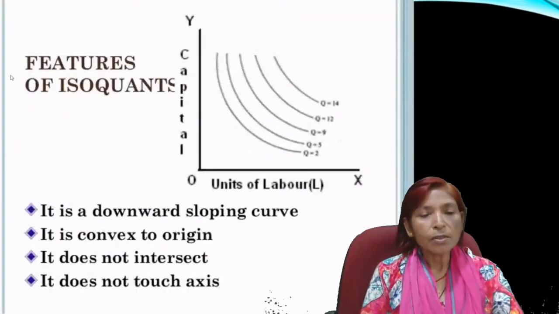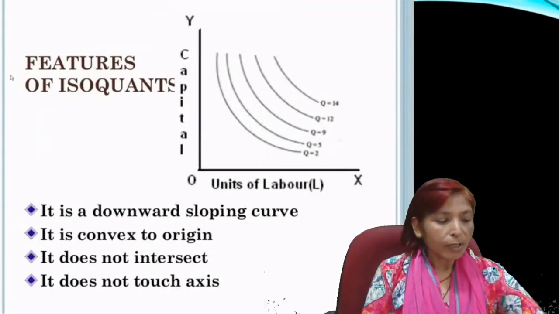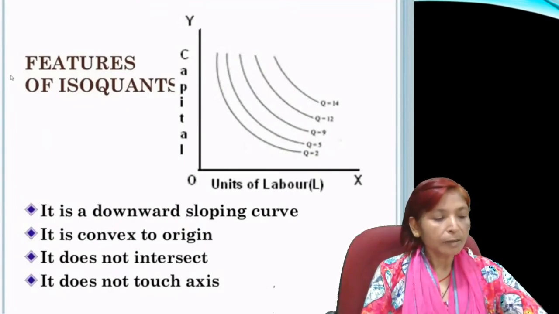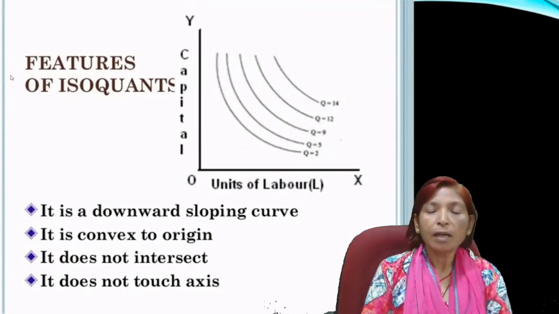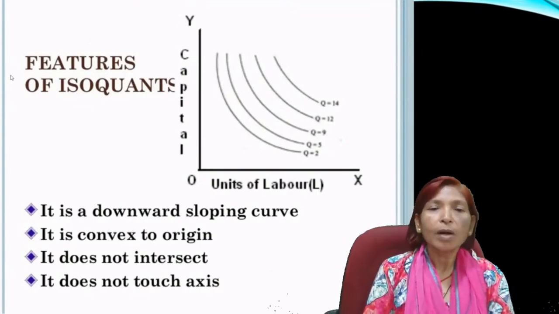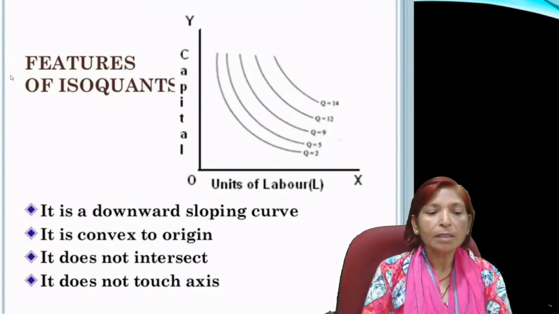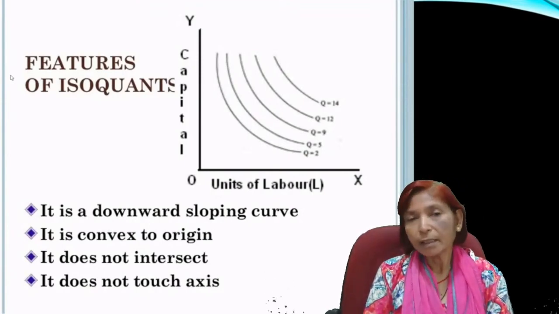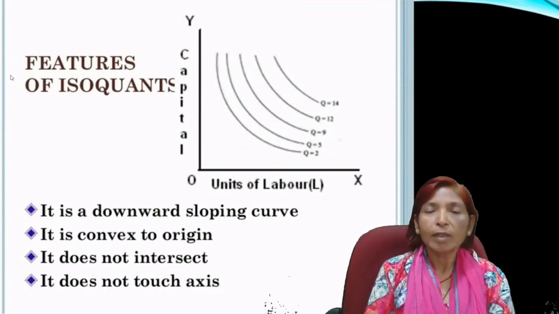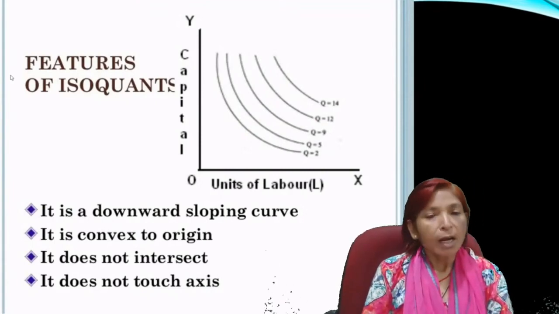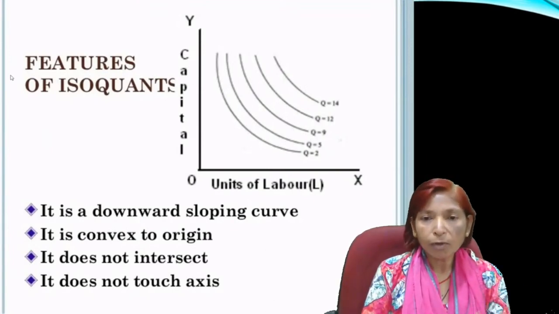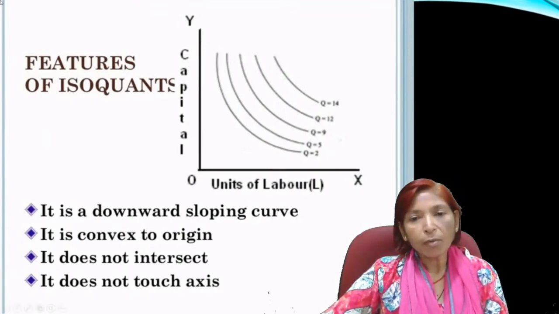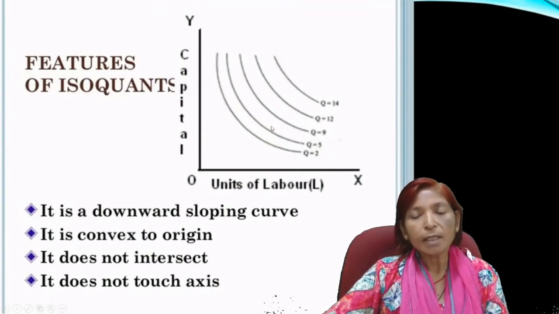Next are isoquant curve features. Features of isoquant curves are: number one, the isoquant curve is always a downward sloping curve. The isoquant curve is always convex to the origin. Isoquant curves never intersect each other. An isoquant curve never touches any axis. Isoquant curves may go parallel. There may be more than one isoquant curve. If we draw more than one isoquant curve, it will be called an isoquant map.